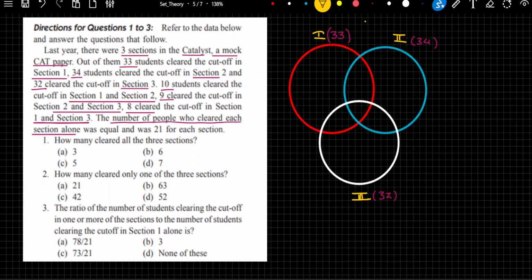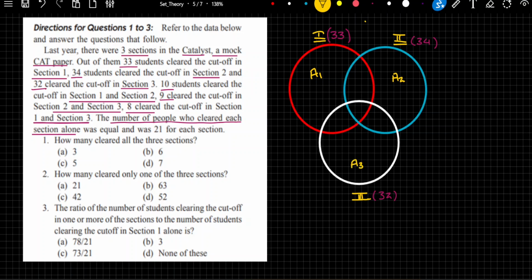Number of people who cleared each section alone. It means we are talking about these three areas. Students who have only cleared section 1, so let me call it A1. Students who have only cleared section 2, so let me represent it using A2, area 2. Students who have cleared only section 3, so let's call it A3.